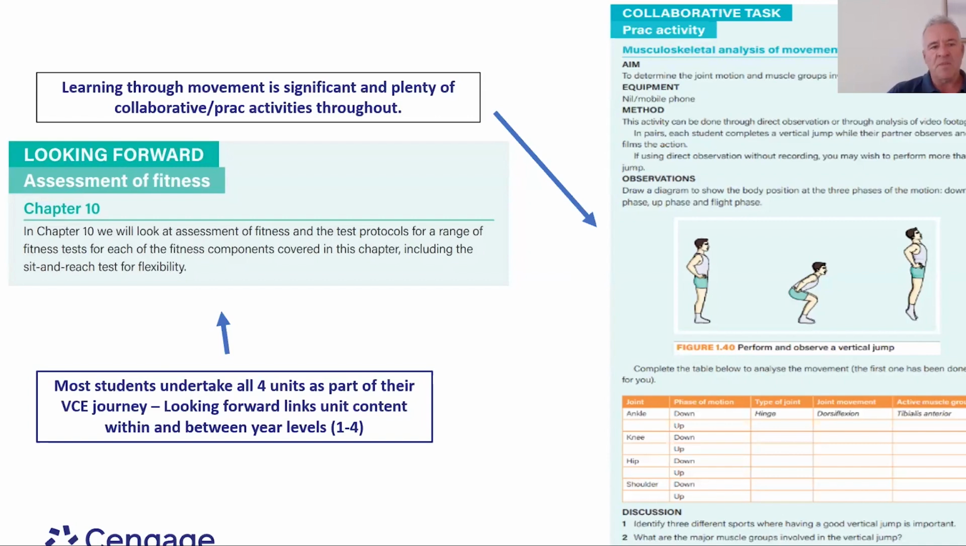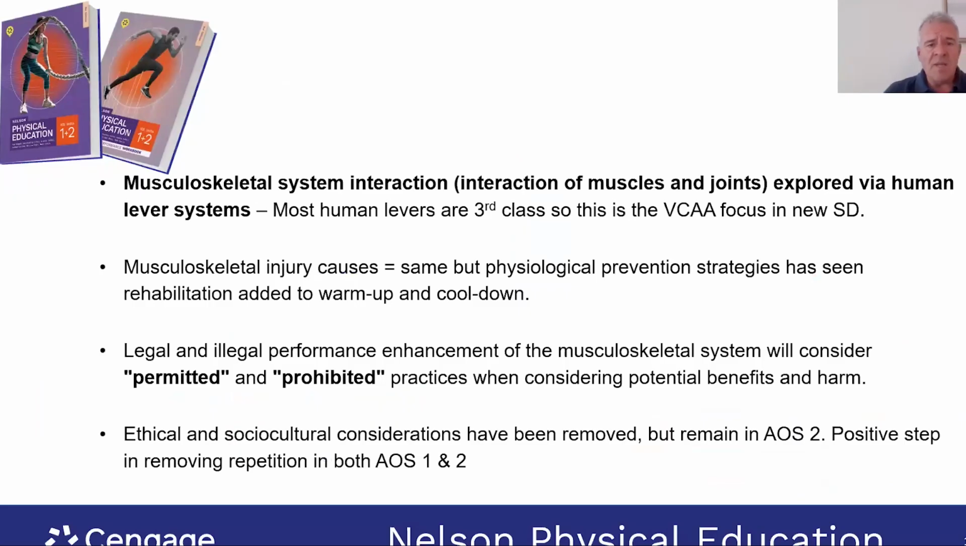So in this particular example, it looks at assessment of fitness and test protocols when students are looking at that at an earlier stage of their coursework. In the musculoskeletal system interaction, so we talk about muscles and joints, or the skeletal and the muscular system working together. This is a really good area where we can explore it via the use of lever systems. So some strong links between this and what's happening in Unit 3.